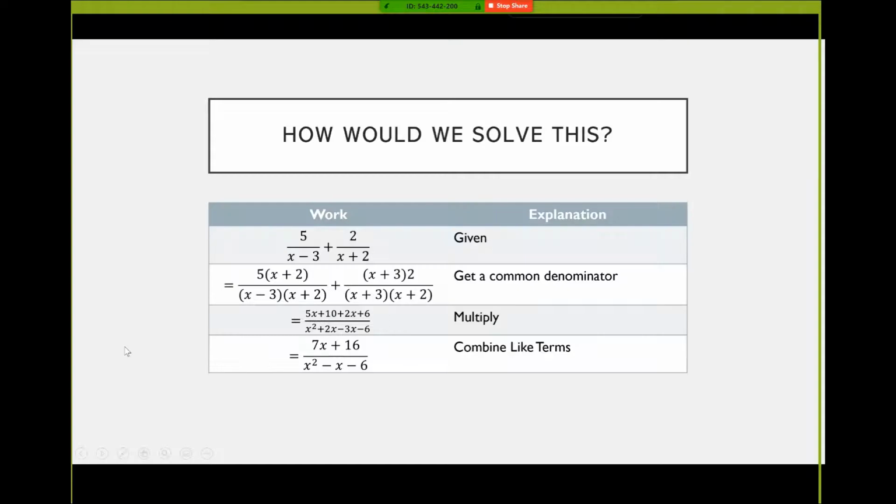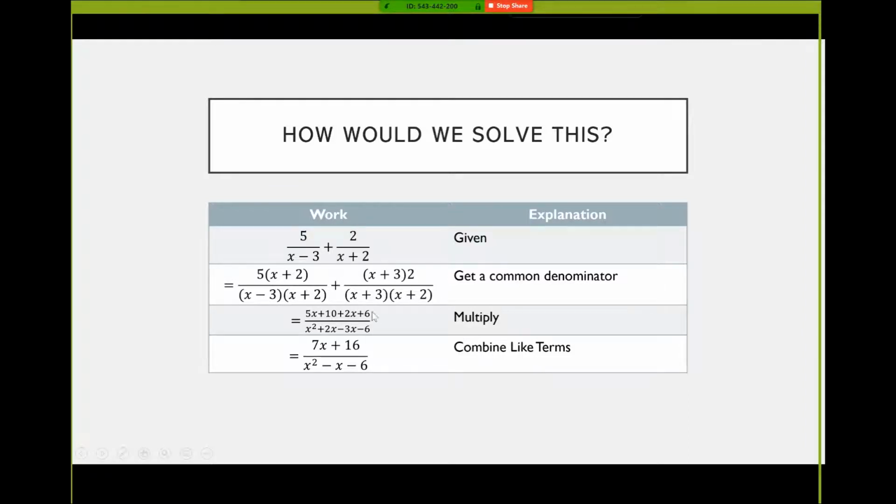We could multiply one or something. Okay, you're right. I've got Zoom and Skype speaking at the same time. It's a little hard to hear on my end, but you're both right. So multiply the left by the right, or get a common denominator. So to get a common denominator, I'm going to multiply this left one by x plus 2, this right one by x minus 3.